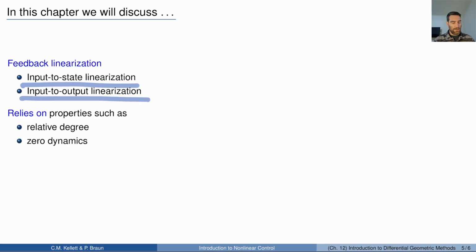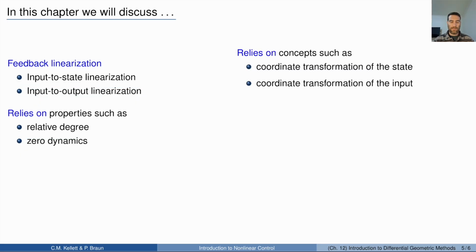The properties we need to discuss to be able to do that in a structured way are the relative degree of a system and the zero dynamics, which tell us if it is possible to actually achieve input to state linearization or just input to output linearization, and what happens with the dynamics which we cannot observe from an output. The concept that I used to then achieve input to state linearization is a coordinate transformation, either of the state or of the input.